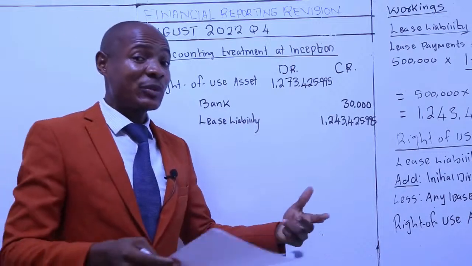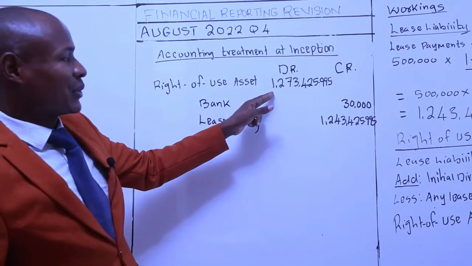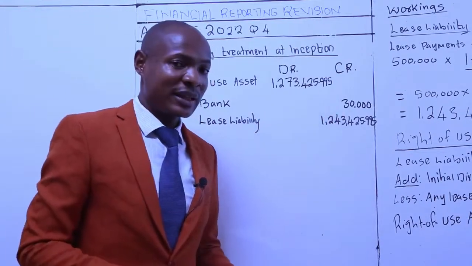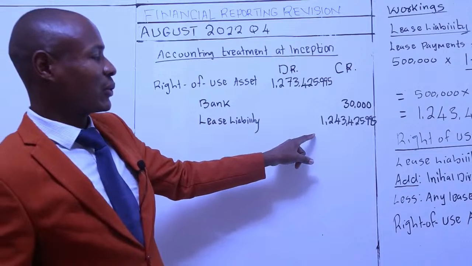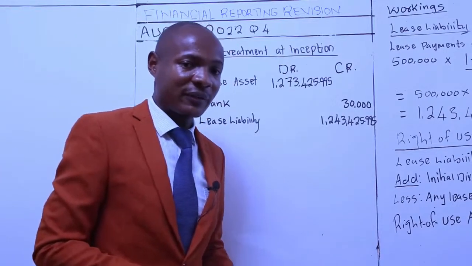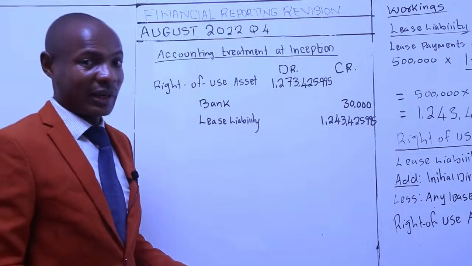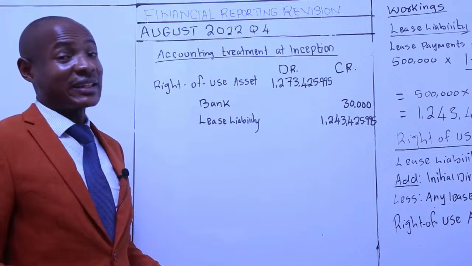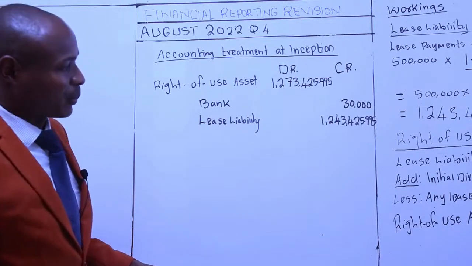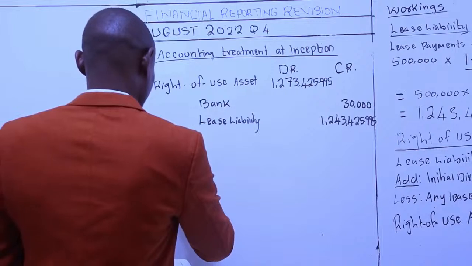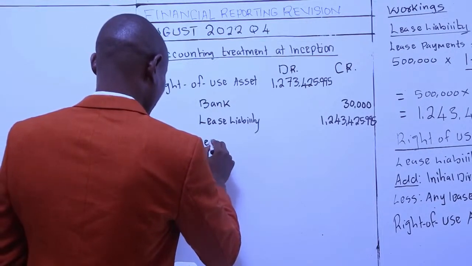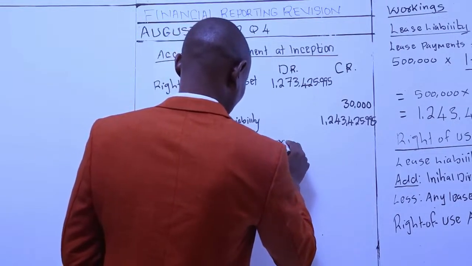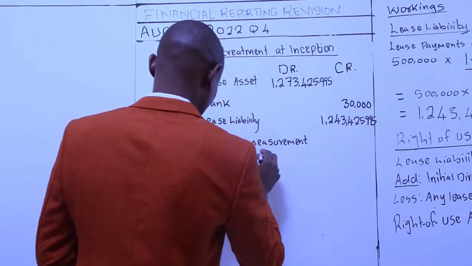So at inception, that is the first thing that they did, they debited the right of use with this amount. Then they credited bank because they paid initial direct cost of 30,000. Then you also credit the lease liability of 1,243,425.995. If you add these two, of course, this journal will balance. That is accounting treatment at inception. What follows is subsequent measurement.